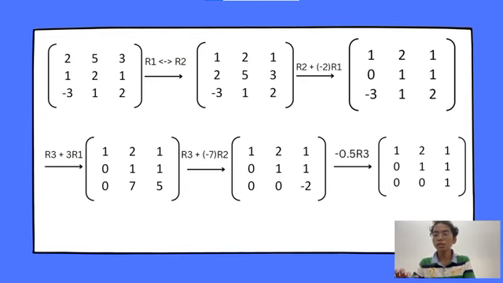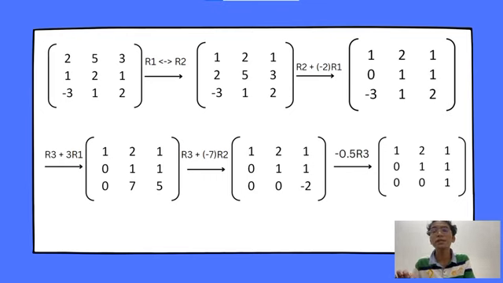The second operation is R2 plus negative 2 multiplied by R1. So we obtain the new matrix as [1, 2, 1; 0, 1, 1; -3, 1, 2]. The third operation is R3 plus 3 multiplied by row 1. So we obtain the new matrix as [1, 2, 1; 0, 1, 1; 0, 7, 5].